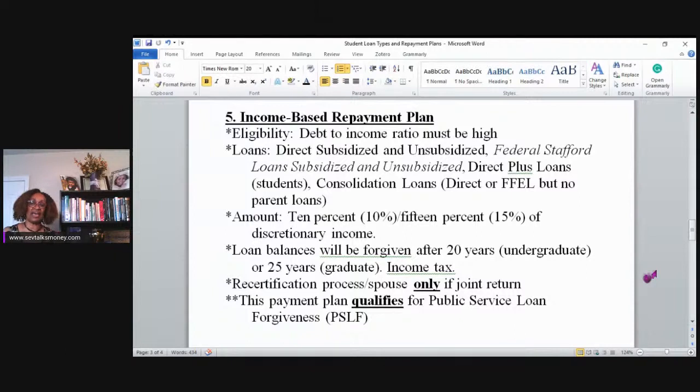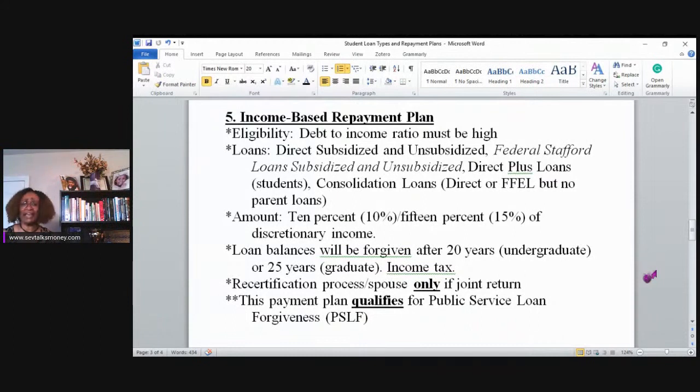But if you had that at the time, then you can qualify for the income-based repayment plan. But none of your parent loans will qualify for this plan. The amount that you typically pay is 10 to 15% of your discretionary income. Loan balances will be forgiven after 20 years if you were in an undergrad program, 25 years if in a graduate program. But again, I do not want my loan to be hanging around.